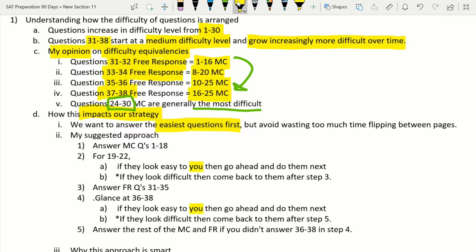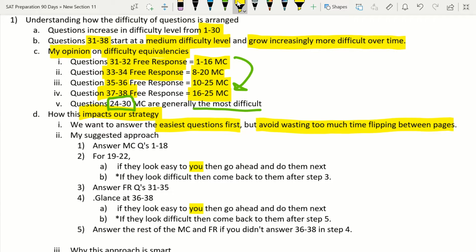So we want to make sure we're answering the easiest questions first, and then we also want to make sure we're avoiding wasting too much time flipping between pages. Because if we're flipping back and forth between the free response and the multiple choice all the time, that's going to waste time, and we need time to not be wasted on the SAT Math section because it's a timed test.